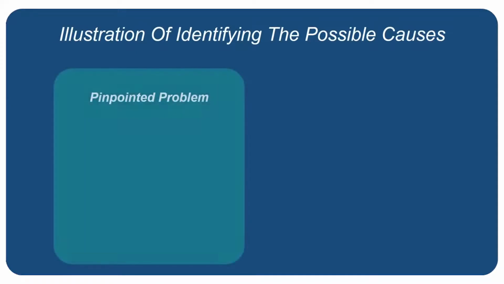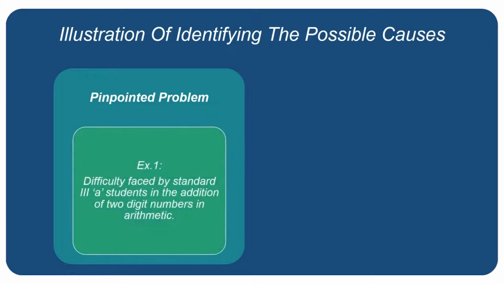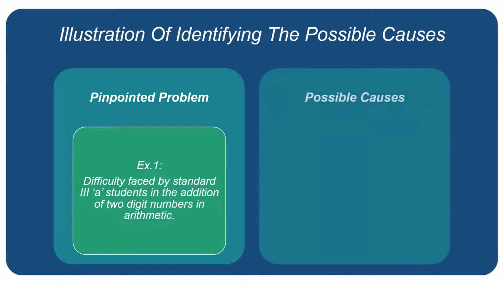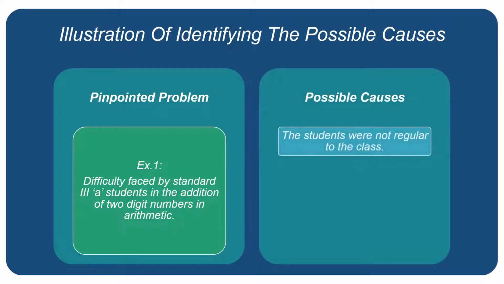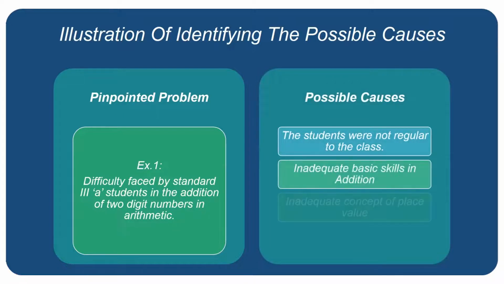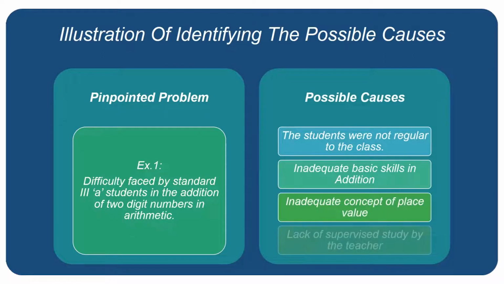Say for example, the pinpointed problem in the first example that we have taken is difficulty faced by standard 3A students in the addition of 2-digit numbers in arithmetic. If this is the pinpointed problem, a classroom teacher or researcher whose problem this is also has to have possible causes. Say for example, the possible causes in this context are: the students were not regular to the class when this was being taught. This could be one cause.